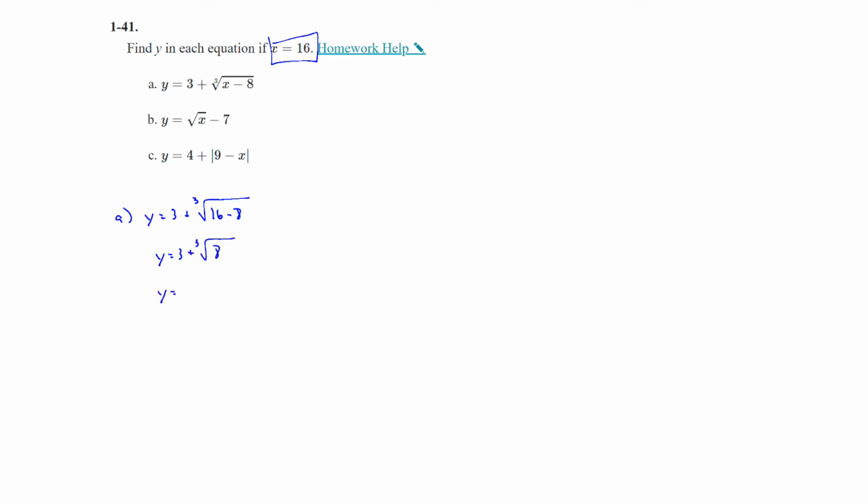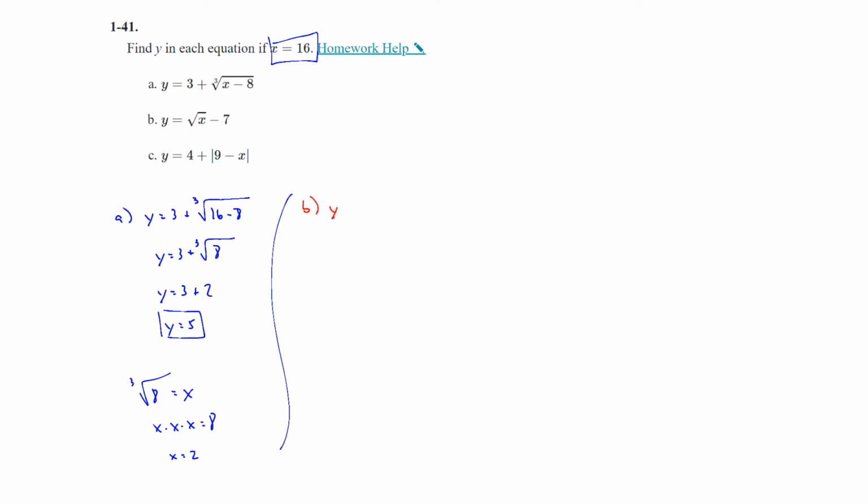So to do this, we need to know what the cube root of 8 is, which I know we did earlier, but remember we're looking for numbers that multiply by themselves 3 times to give you 8, and that means it would have to equal 2. So this will be 3 plus 2. So therefore y would be equal to 5.